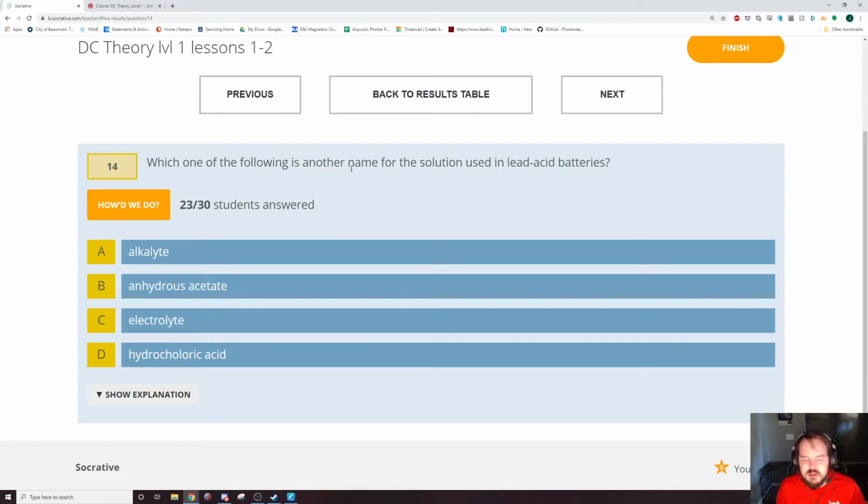Oh, it's early. Which of the following is another name for the solution used in lead-acid batteries? That will be the electrolyte. The electrolyte is the solution inside of a battery that we use to strip the electrons off of one metal and send them to a different metal.